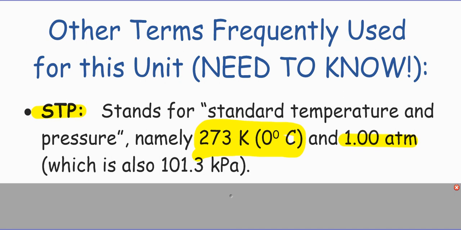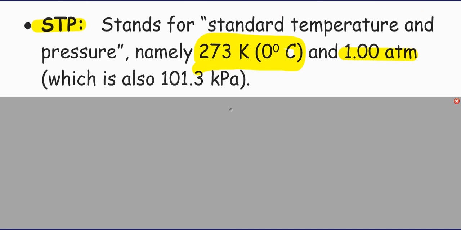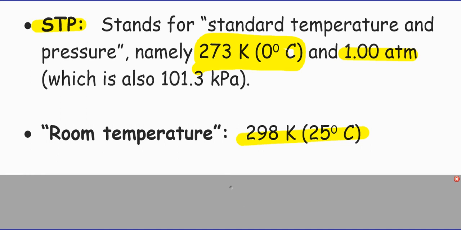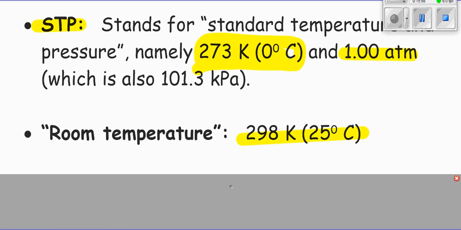And then the other common phrase is room temperature. So if a problem says, hey, you're at room temperature, in the scientific world that means 298 Kelvin or 25 degrees Celsius. So that is where we will end this video, and this is a good introduction into the variables we're going to measure gases with and the units that are associated with them.